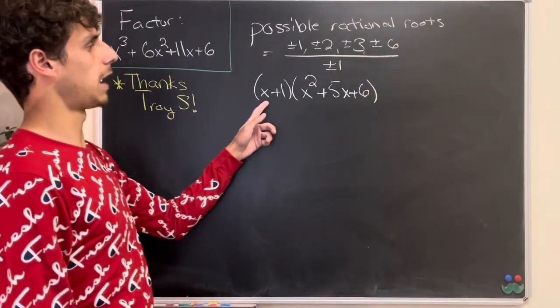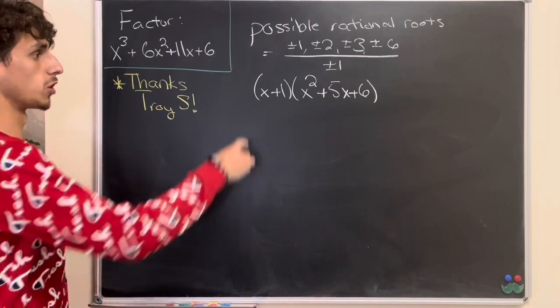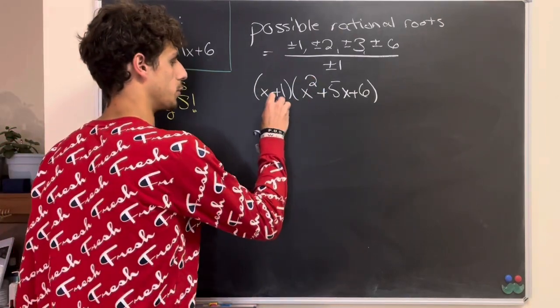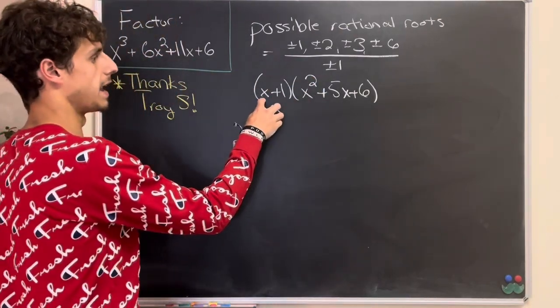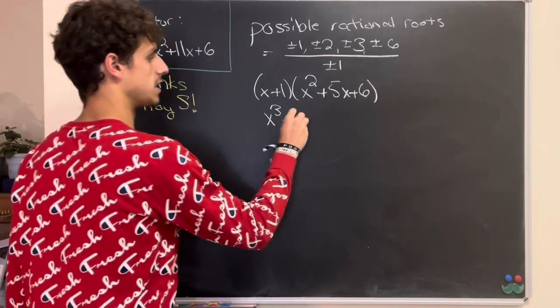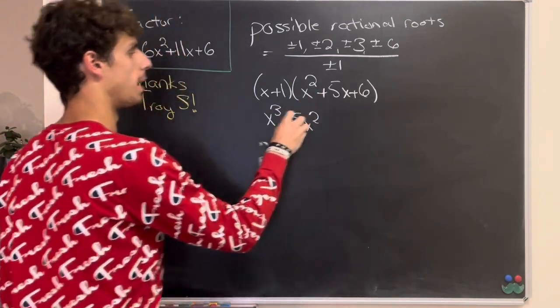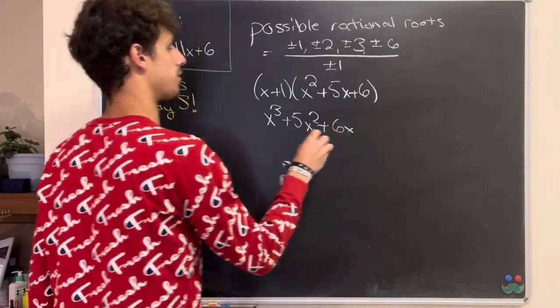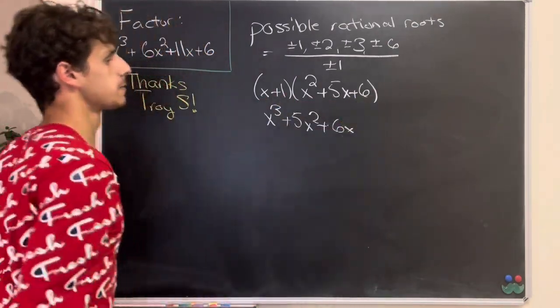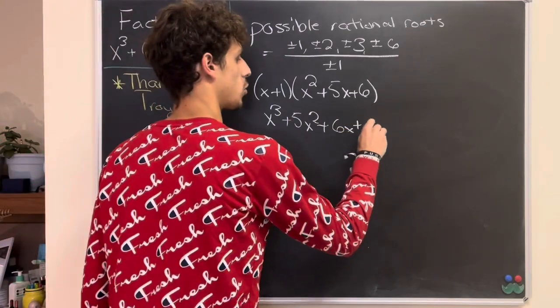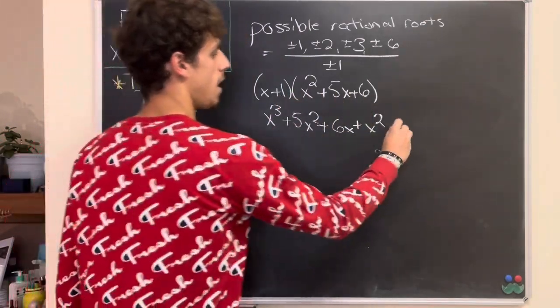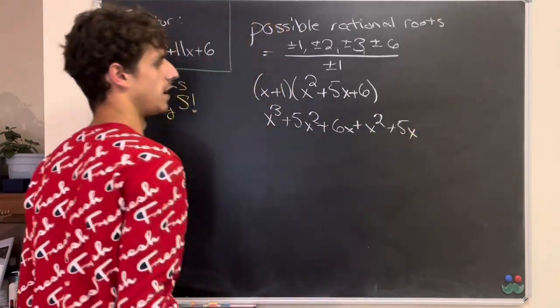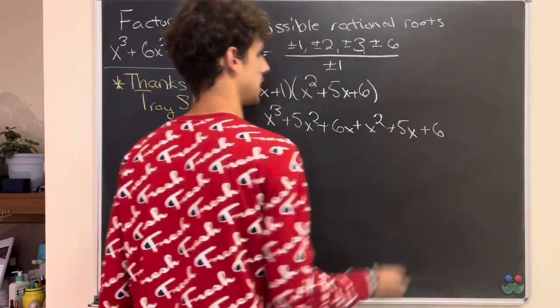Okay, so very quickly, I want to test that this factorization works. So we'll factor x all the way through this. So we'll get x cubed by x times x squared, plus 5x squared by x times 5x, and then 6x from x times 6. And then we'll get plus x squared, that's by 1 times x squared, 5x by 1 times 5x, and 6 from 1 times 6.